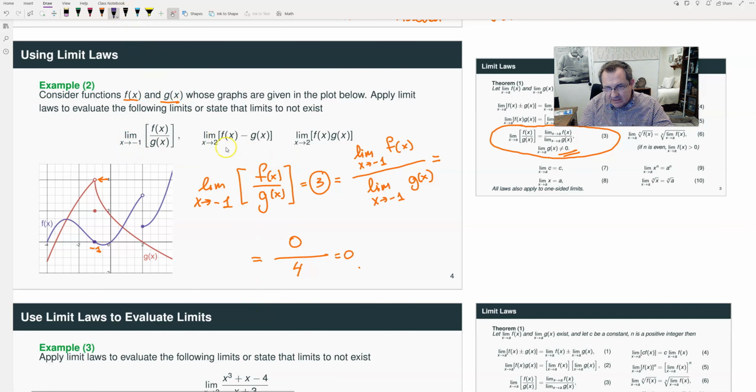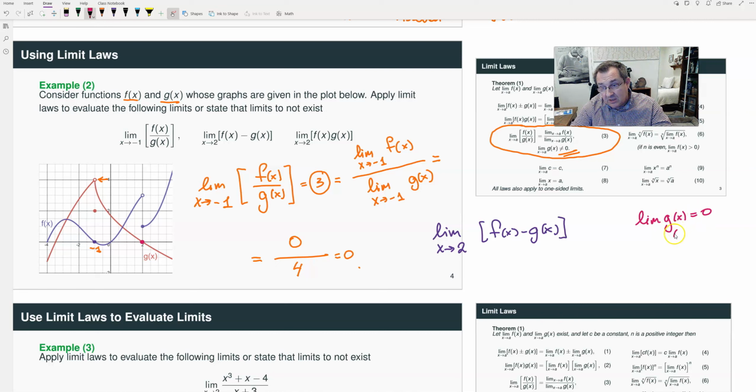Let me take a look at the second limit. The second limit says limit as x is approaching 2 of f of x minus g of x. And I look at the graph, and I see, okay, g of x is actually good. It's good at 2, it has value equal to 0, it has limit equal to 0. Let's write it down. So we notice that limit of g of x equals 0 as x is approaching 2. We also notice that g of 2 is equal to 0, all of the nice stuff.